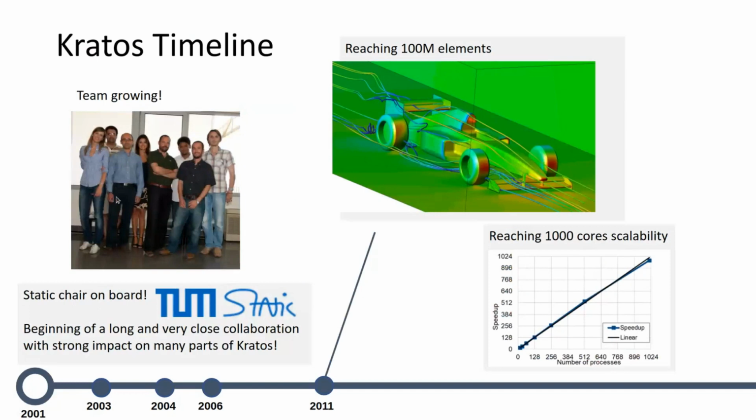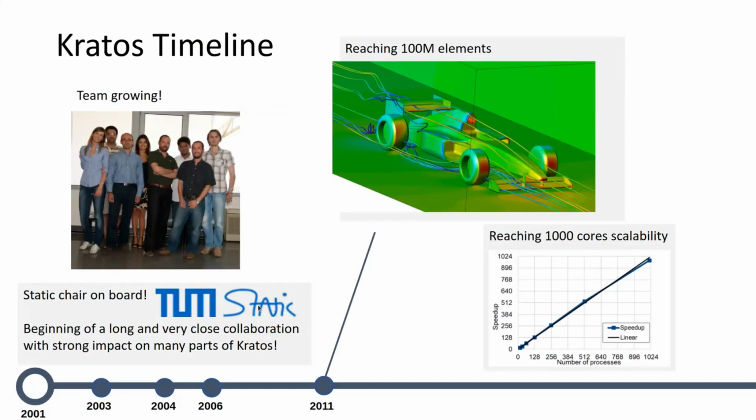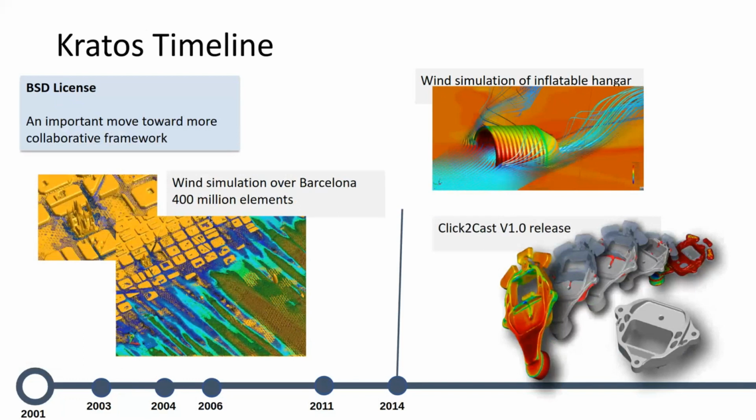But the team starts growing in Barcelona, and the Technical University of Munich also joins, in particular the static chair. Up until now, the Technical University of Munich has been a very important partner within the Kratos group. They have developed a lot of applications on their own. Now the code starts being more powerful, 100 million elements, scalable up to 1,000 cores. In 2011, the code can solve problems of 400 million elements, and now we have this simulation of flow over the city of Barcelona.